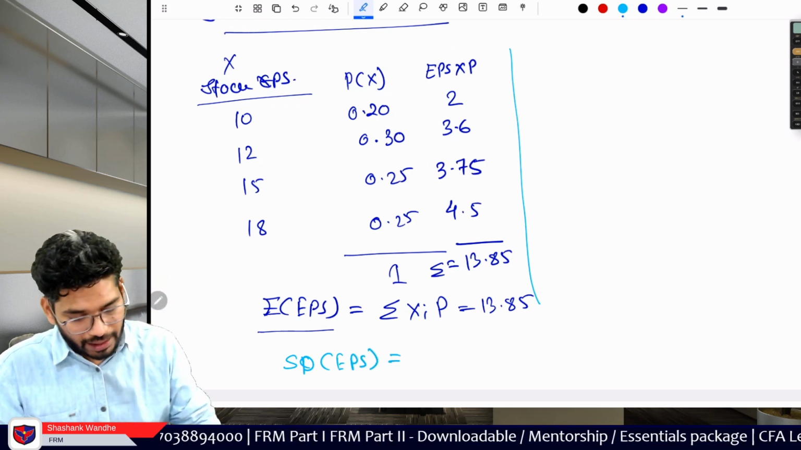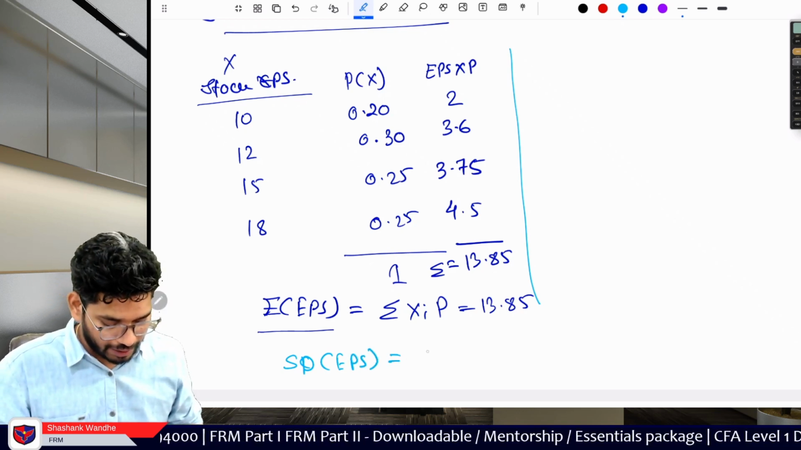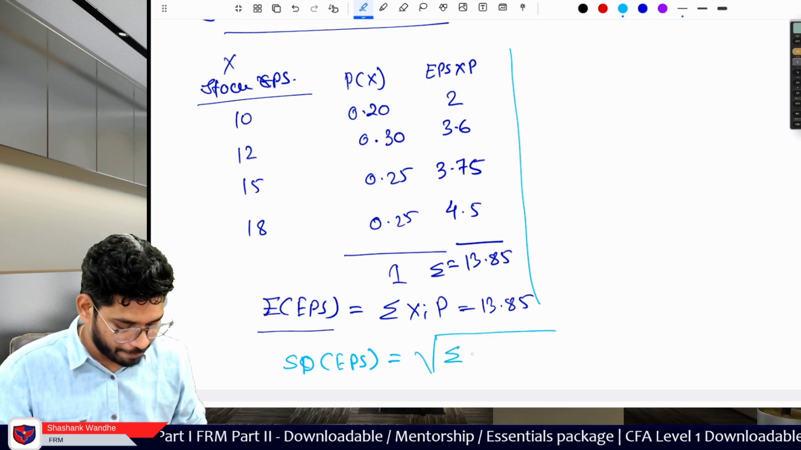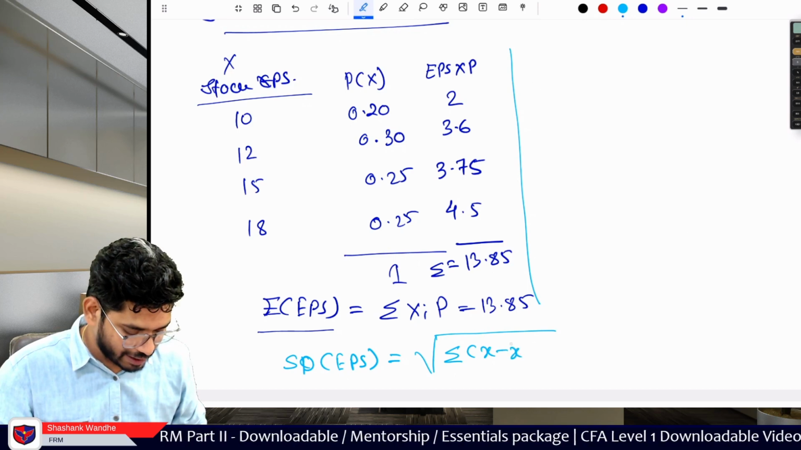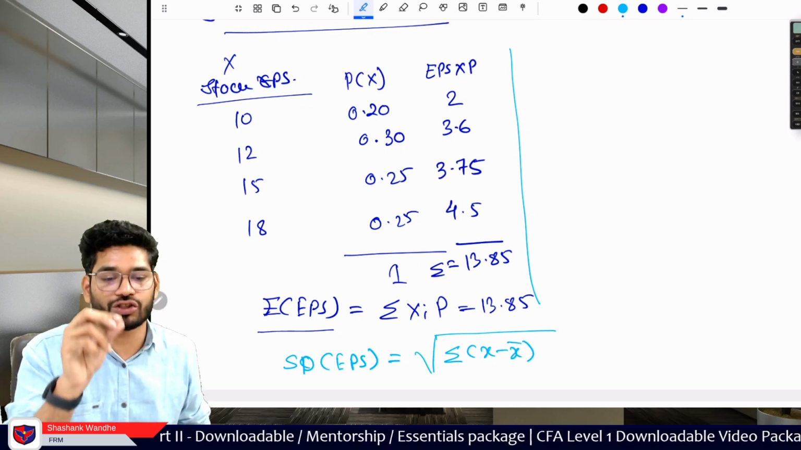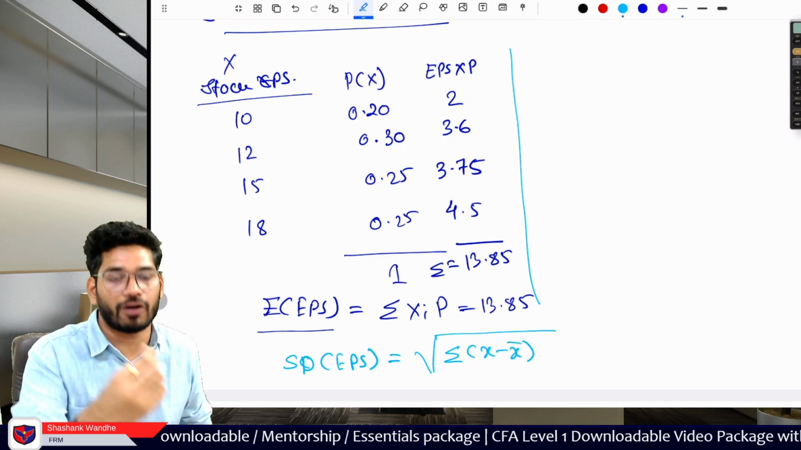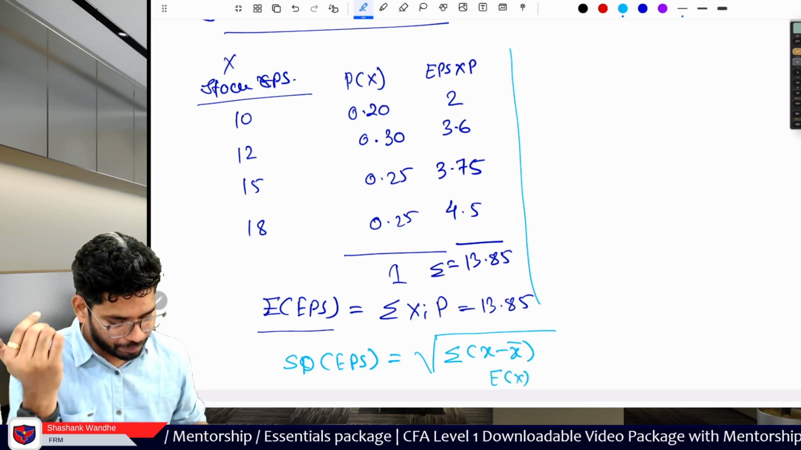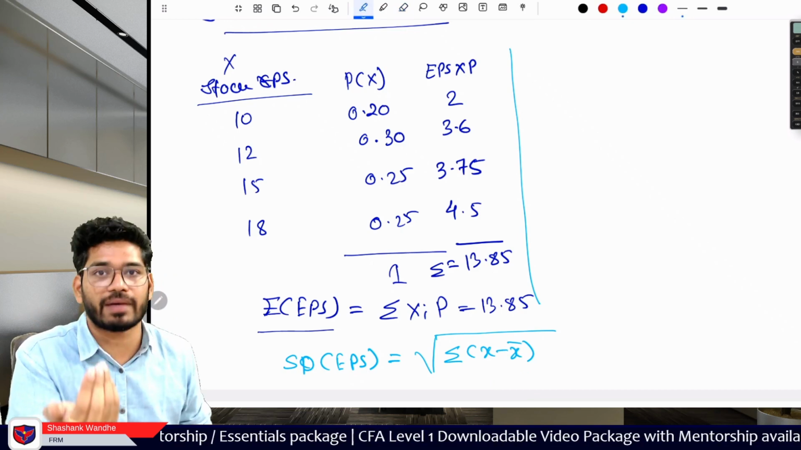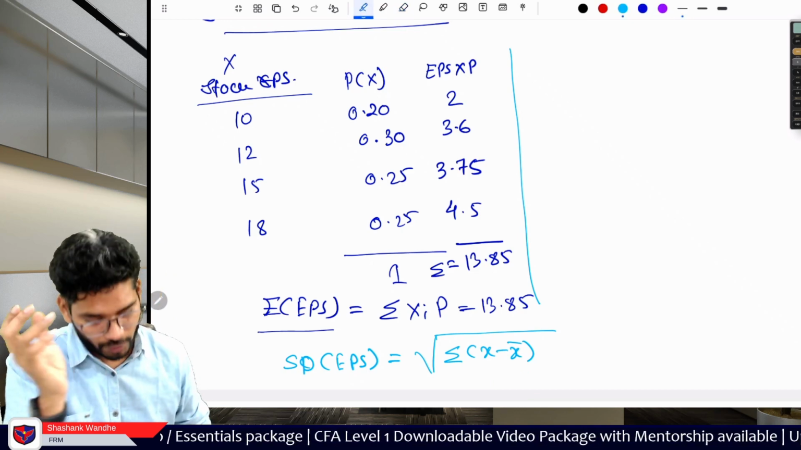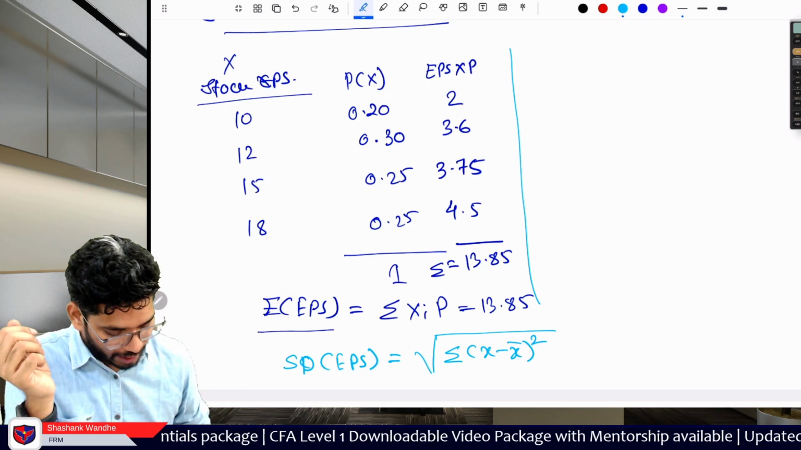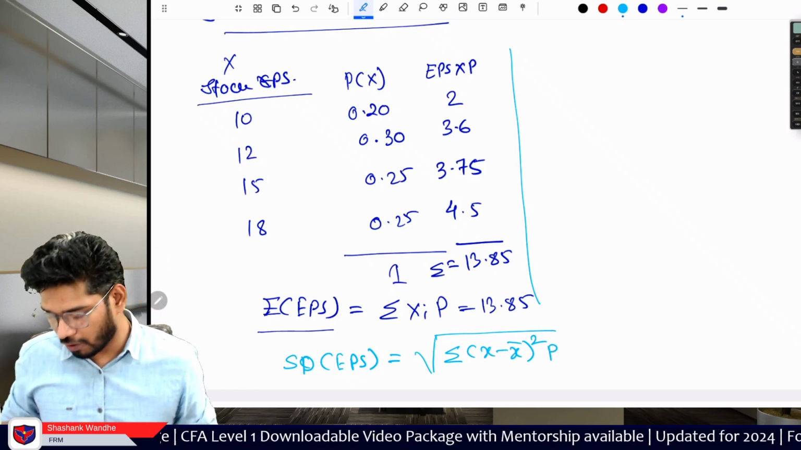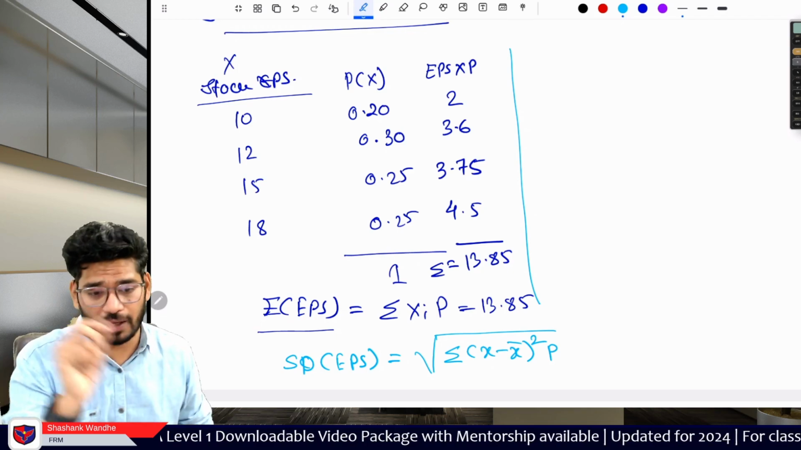Now, the formula for the standard deviation of the EPS is, again, very simple. This is under root. Again, this is related to the previous discussion. Here we have x minus x bar. I'm writing it as x bar, but the actual term I should be using is expected value of x, E of x. But just to make it easy to remember, I'm writing it as x bar. Then square, multiplied by probability, like this. This is the formula for the standard deviation of EPS.